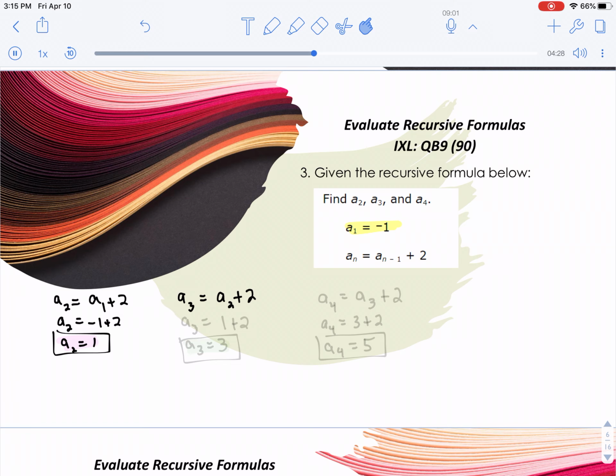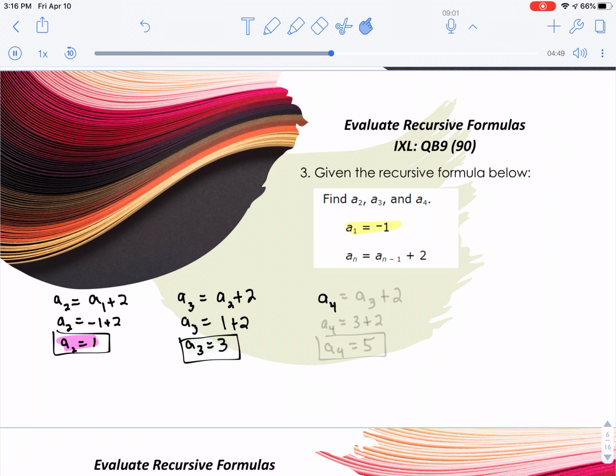But they gave us a sub 2. A sub 2, well, we found a sub 2. A sub 2 is 1, so we plug that in. So now we have a sub 3 is 1 plus 2. So a sub 3 is 3. Now we have a sub 3, and we're supposed to find a sub 4.